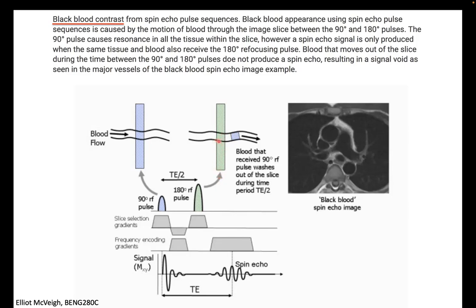So all of the tissues that are here, right, they'll have the free induction decay here, and then these will generate a spin echo, and these will generate a spin echo. This stuff, not so much, right? Because it did not see the first 90-degree pulse. And so it is not going to generate a spin echo.